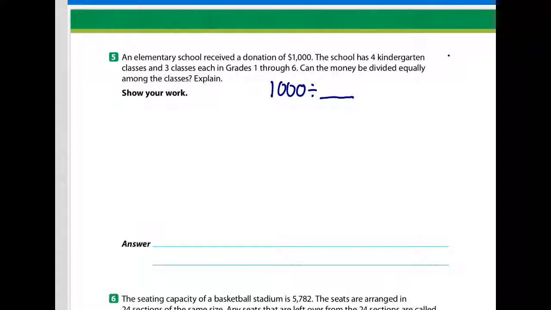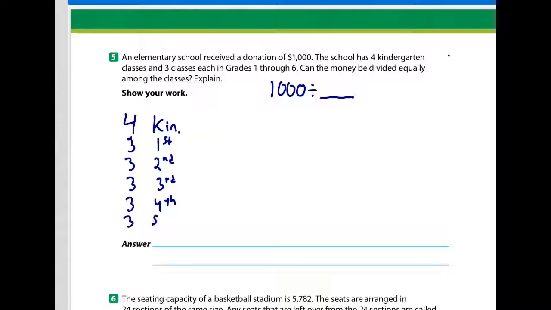So the school has 4 kindergarten classes and 3 classes each in grades 1 through 6. So first grade has 3 classes. Second grade has 3 classes. Third grade has 3 classes. Fourth grade has 3 classes. Fifth grade has 3 classes. And sixth grade has 3 classes. So if I add these up, oops, that should be a 3. 3, 6, 9, 12, 15, 18, 19, 20, 21, 22. So there's 22 classes.